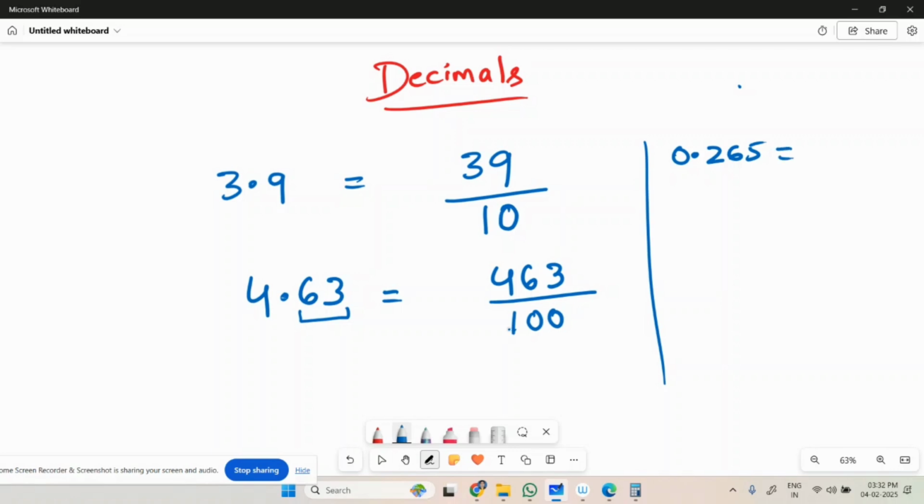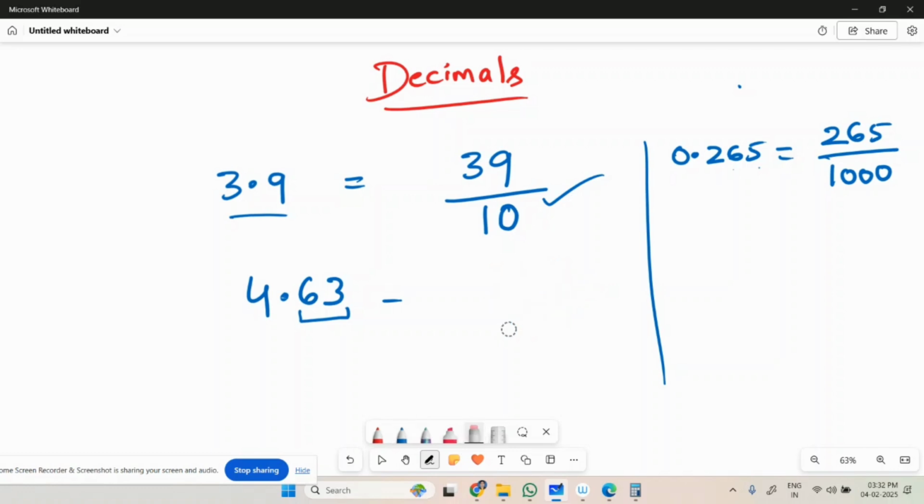This decimal number does not have a whole number, but we can ignore the decimal point and write down the number as the numerator. The number of decimal places is 3, so we will keep 3 zeros after 1, which is 1000. So this is how we convert a decimal number into a fraction.